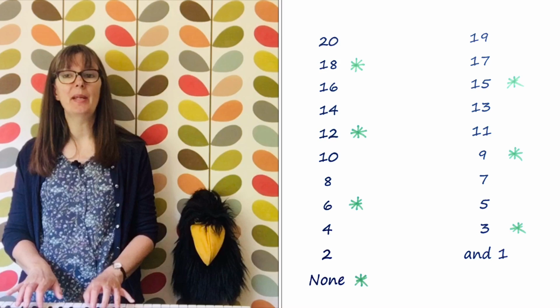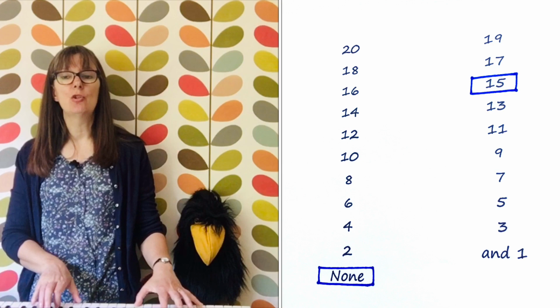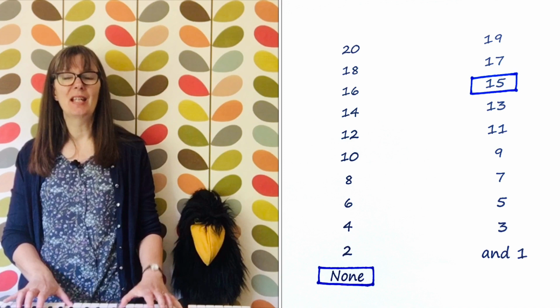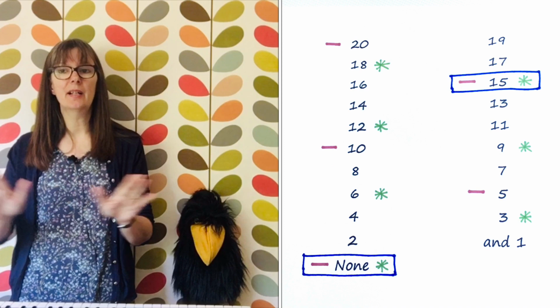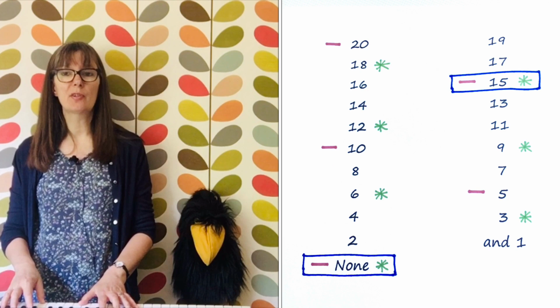20, 18, 16, 14, 12, 10, 8, 6, 4, 2, none. 19, 17, 15, 13, 11, 9, 7, 5, 3, and 1. Well done. Now for the tricky bit, if you see a wee line, you clap. If you see a star, you tap your knees. If you see a box, you only stamp. Don't try and do lots of things on 15 and none, only stamp. Here we go, from the beginning.